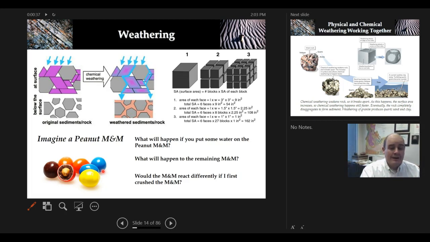Well, this would go even faster if I broke it up into small pieces. Now we have tons of surface area and then have it dissolve. Then it would break down a lot faster.